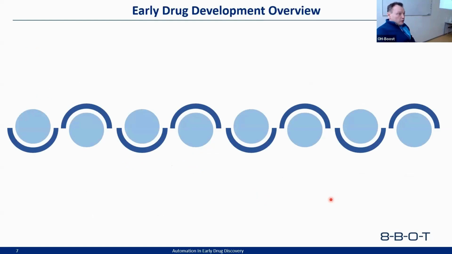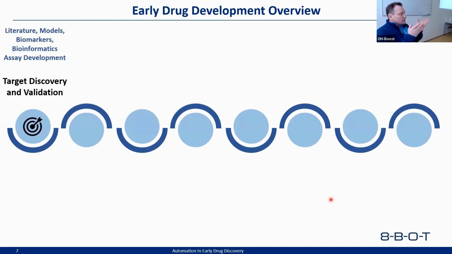A small overview about early drug development, what is done in which phases. So you start, as said before, with target discovery and validation. This is brain work, I would say. You go to literature, you go to biomarkers, you're really in the lab and you do basic research, mostly done in academia. And then you try to develop an assay, a meaningful biological experiment that you can use to test the compound if it's working or not.